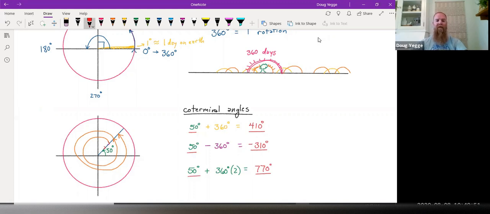Okay, so all of these are considered coterminal angles. So in general, coterminal angles look like whatever the angle is plus 360 degrees times n. So any value of n, any integer where n is an integer, any integer value of n will give me a coterminal angle to 50 degrees.